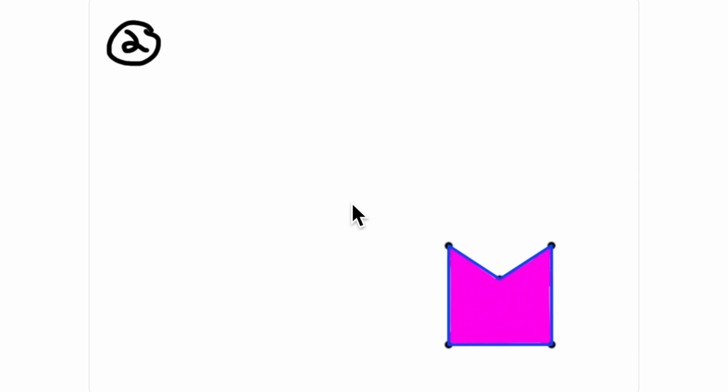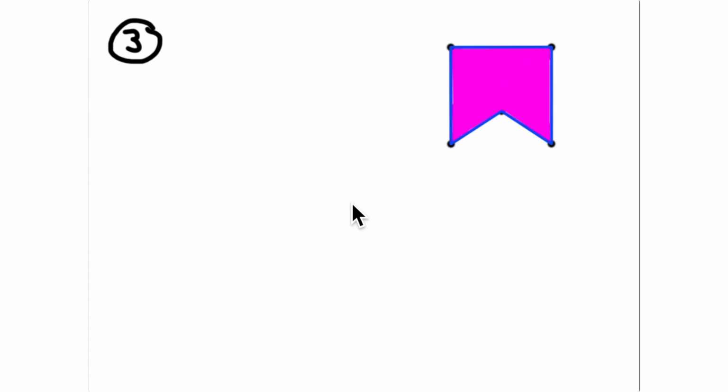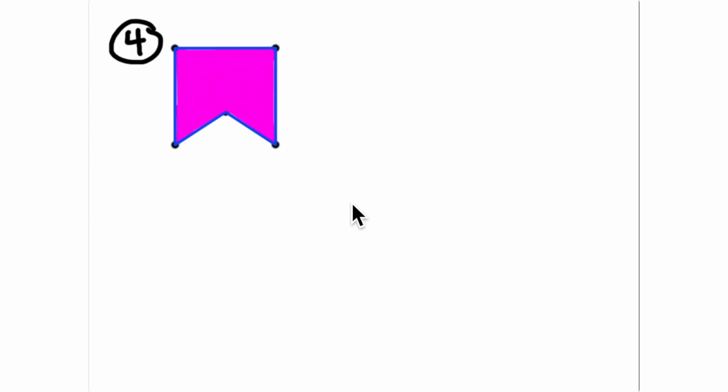So once again, just each move, this could be a translation or a reflection. This could be a reflection or a rotation. This could be a translation or a reflection. And this could be a reflection or a rotation.